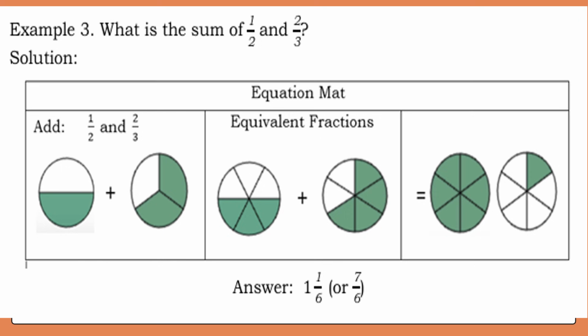Example number 3, what is the sum of 1/2 and 2/3? Solution, equation math, add 1/2 and 2/3. We also have the equivalent fractions. So therefore, the answer is 1 and 1/6 or 7/6.